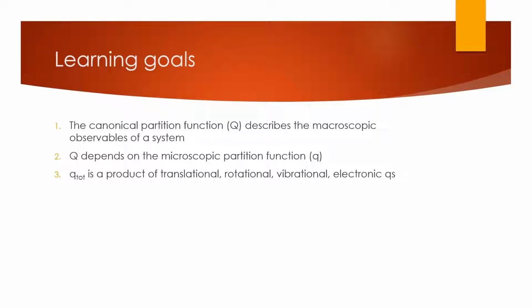So we can figure out the partition function, the way the energy is distributed for a large number of molecules, based off of just one molecule. And we'll see at the end how we can describe the lowercase q. And it turns out it's a product of all of the different degrees of freedom, so translational, rotational, vibrational, and electronic.